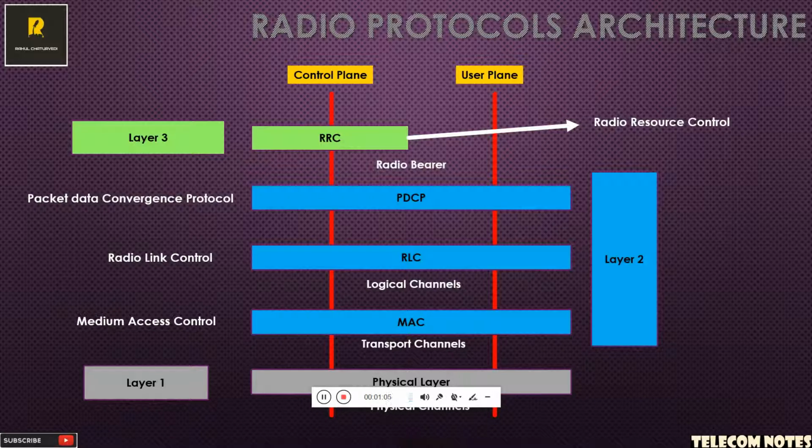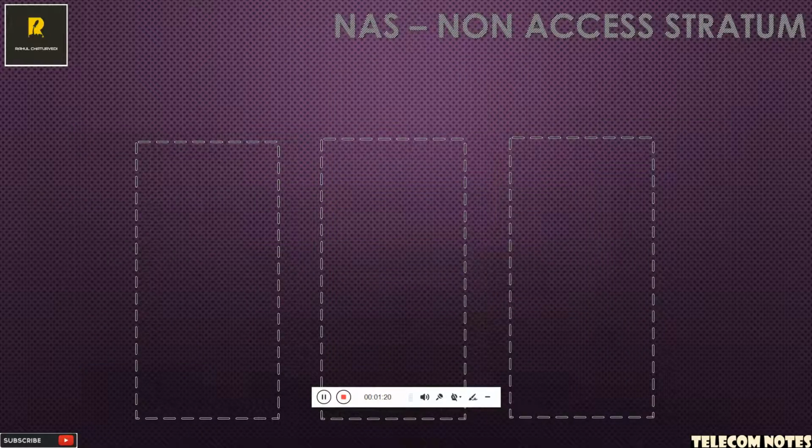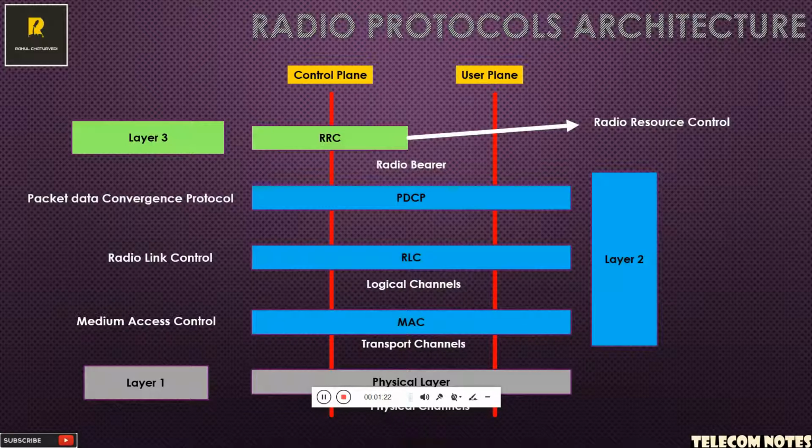Between the RRC and the PDCP we have the radio bearers: the SRB in the control plane, and for the user plane the DRB, that is data radio bearer, and SRB means signaling radio bearer. Between the RLC and MAC layer you will find the logical channels. Between MAC and physical layer you will find the transport channels, and after the physical layer you will find the physical channels that are mapped over the RBs.